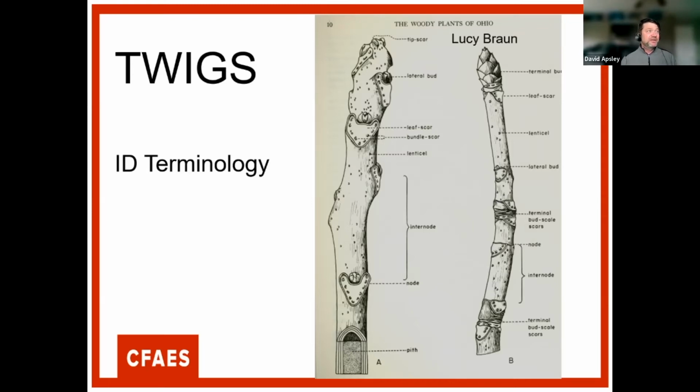But back to twigs, some things you need to pay attention to with twigs are the buds. Usually the bud on the tip is called a terminal bud.